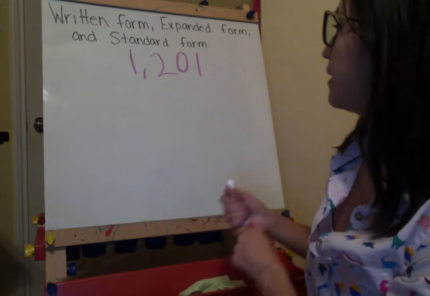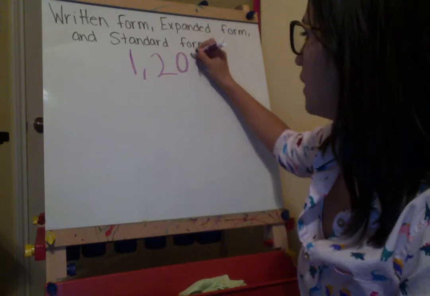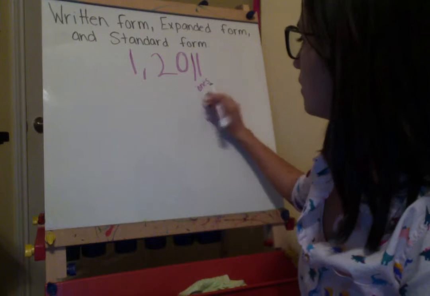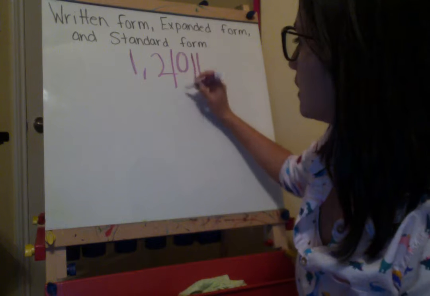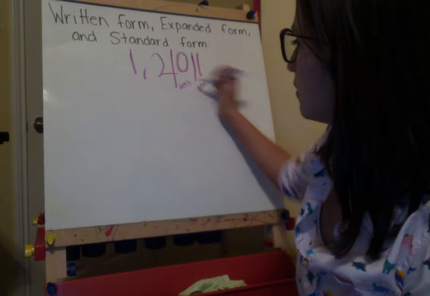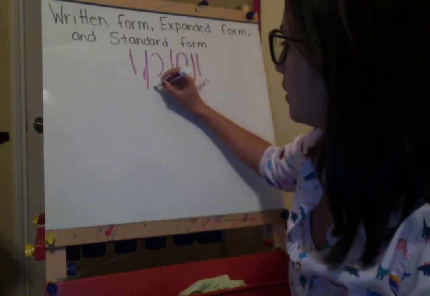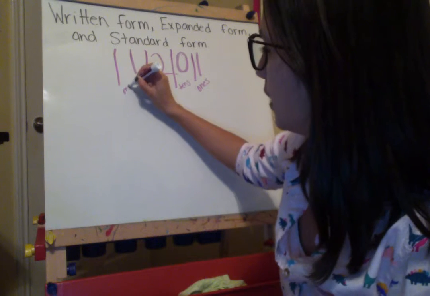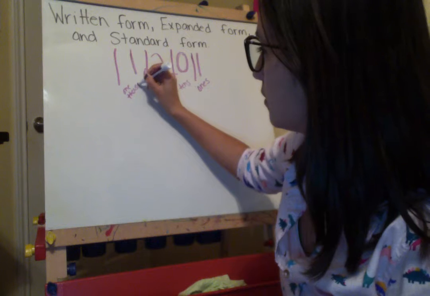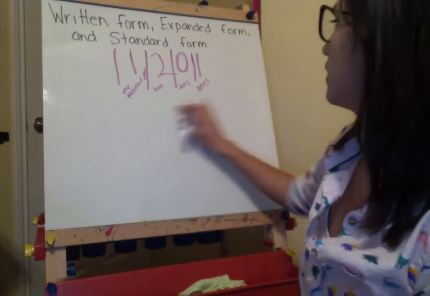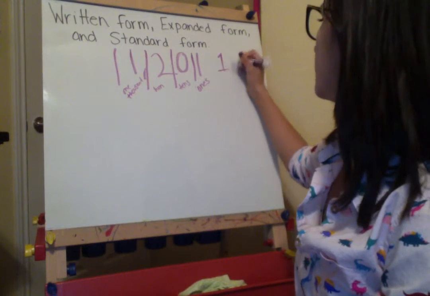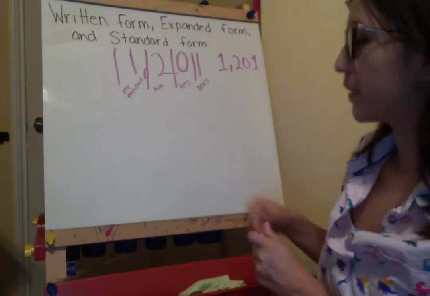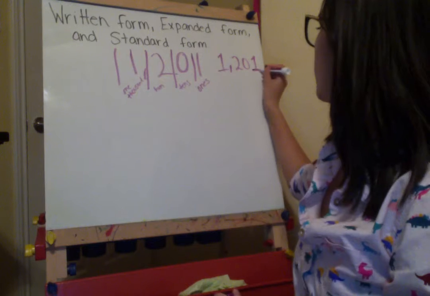So looking at this, we know this is our ones. Right here, these are our ones. This is our tens place. This is our hundreds. And this is our 1,000s. Remember that? So, and I'll actually write this number over here so you can still look at it not so crazy and broken up. So 1,201.